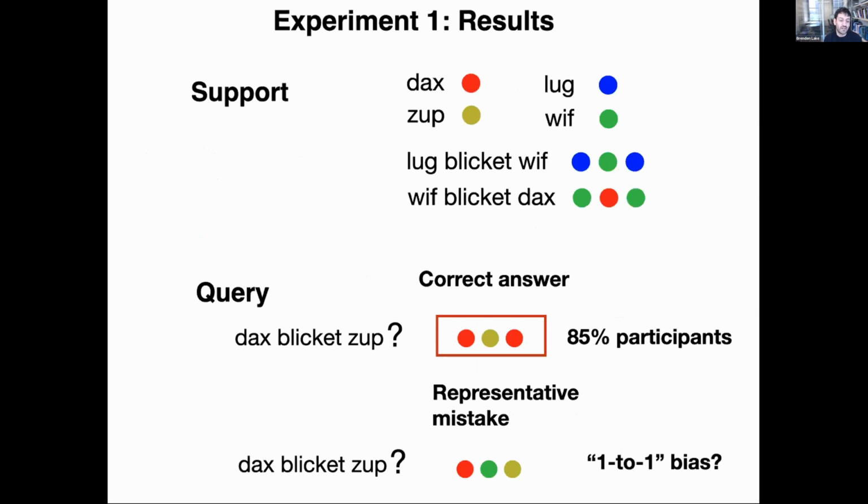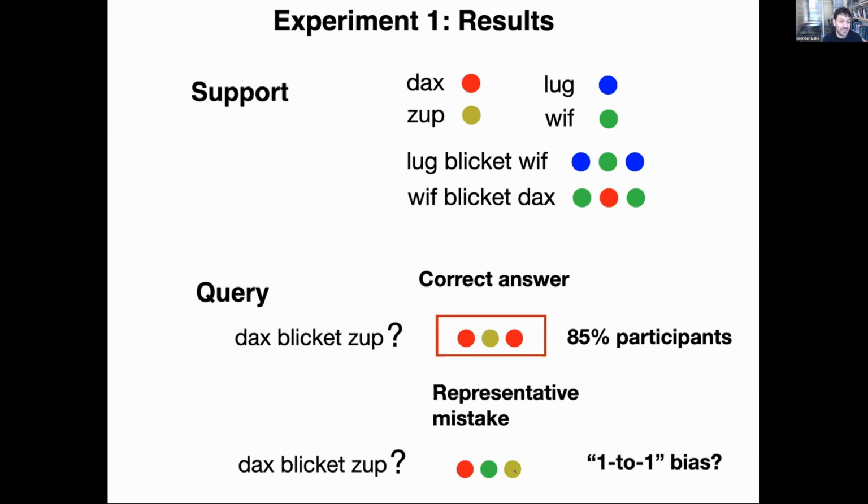So let's zoom in on one of the functions. So this is the one we did together as a demo, dax blicket zup. Red, yellow, red was the right answer. So 85% of people, when they had unlimited time and study, were able to do that. But the mistakes were actually quite interesting and suggestive of certain inductive biases. So a representative mistake here was red, green, yellow.